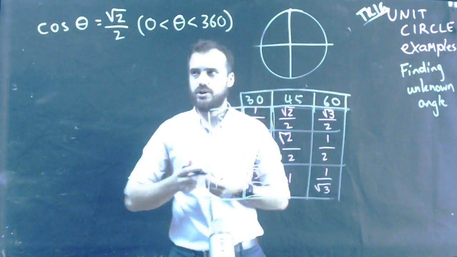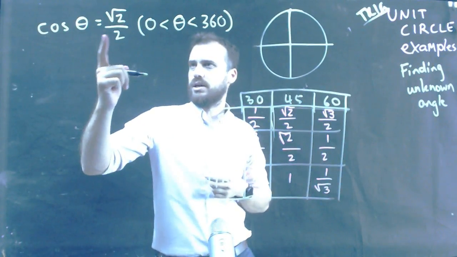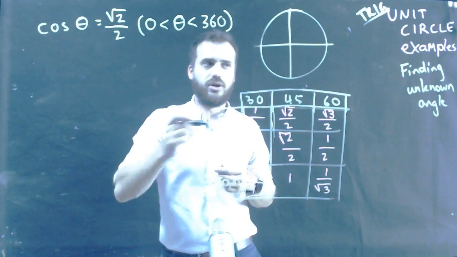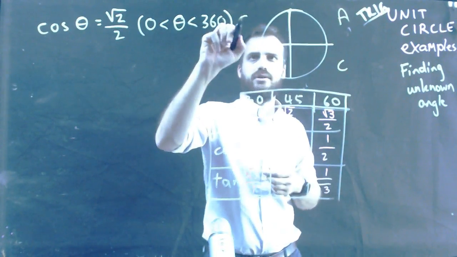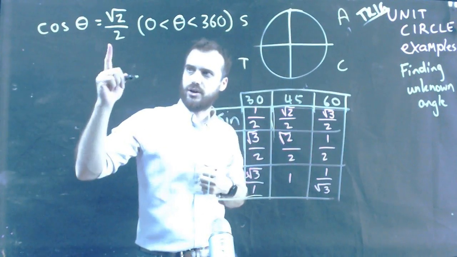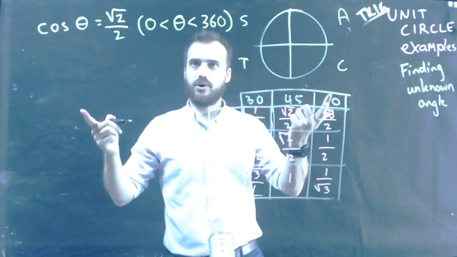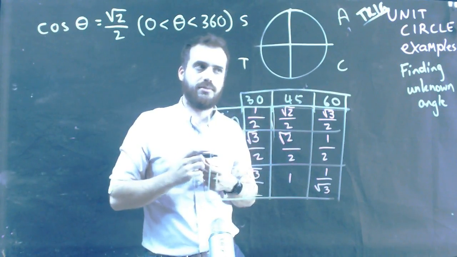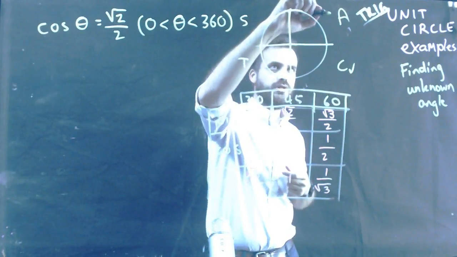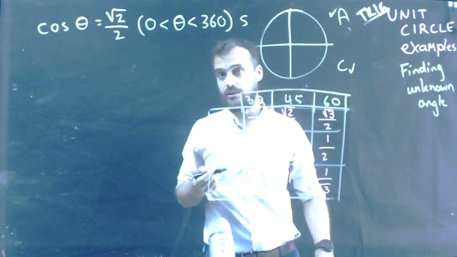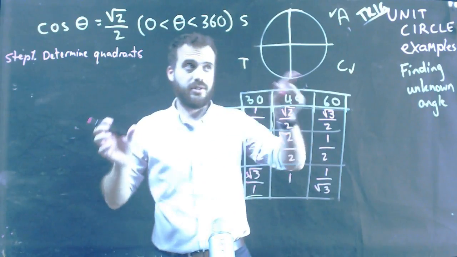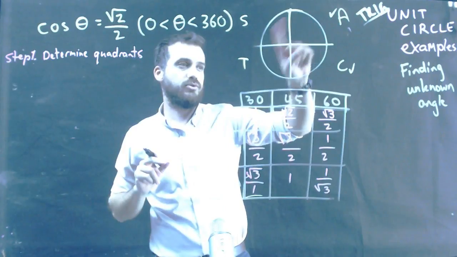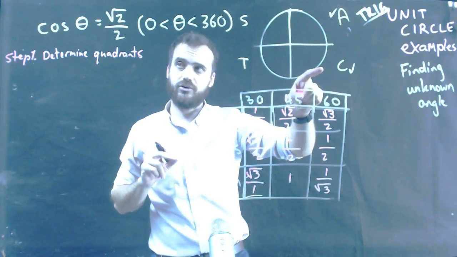So let's do this question. Cos theta equals root 2 on 2. The answer is positive. So, if I use my CAST method, I know that a cosine question is positive. So, therefore, I know which quadrants my answer is going to be in. It's going to be in this quadrant and this quadrant. And that was step 1. Determine the quadrants. We know that a positive cosine answer is going to be in the first quadrant and the fourth quadrant.